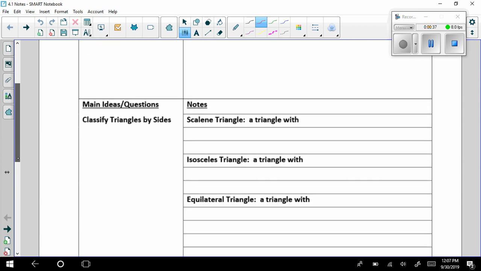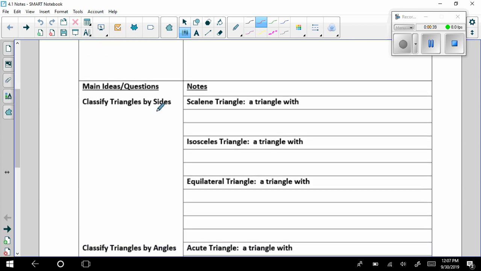So there's two ways to classify triangles. You can classify by sides, or you can classify by angles. Okay, so scalene, isosceles, and equilateral are your side classifications. A scalene triangle is a triangle with no sides that are congruent. All right, so no congruent sides. This would be an example where nothing is the same.